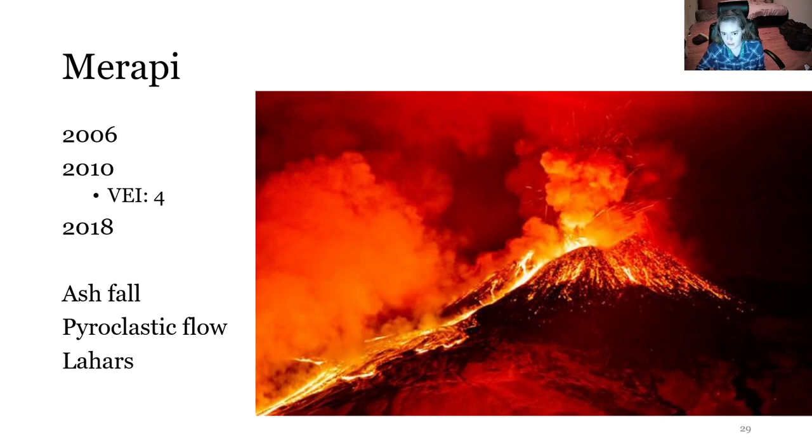In 2010, this was an explosive eruption, so this had a VEI of 4. It induced ashfall, pyroclastic flow, and lahars. It erupted for about 2 months, from October to December. The death toll was about 350. And then in 2018, it erupted again, but this was a phreatic eruption, and that just caused an immediate evacuation of the area.